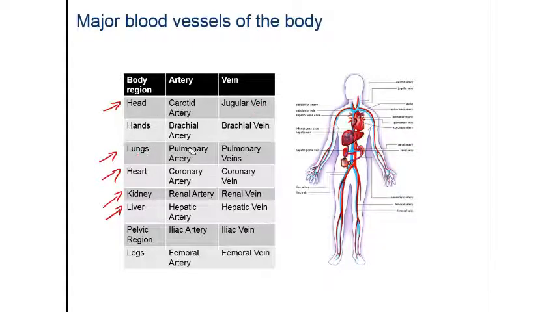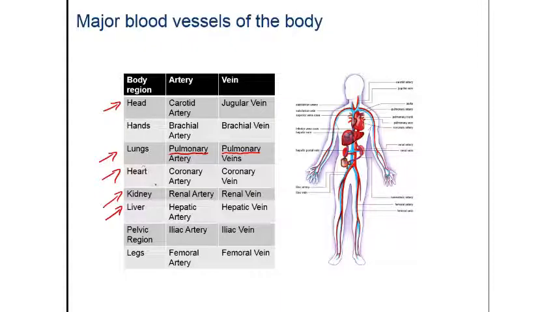To the lungs, we have the pulmonary arteries taking the blood to the lungs to get reoxygenated, and we have the pulmonary veins returning them to the heart afterwards. So the word here, pulmonary, I want you to know that it is associated with the lungs.